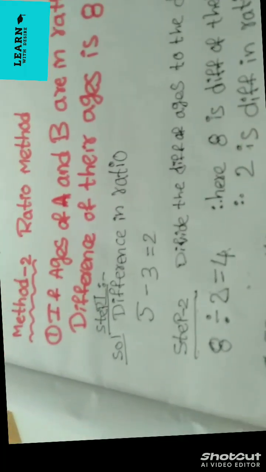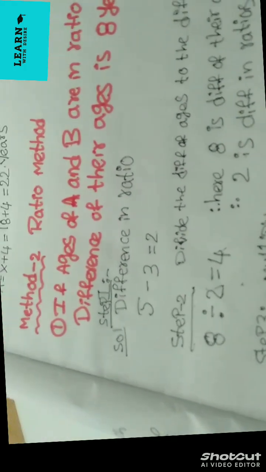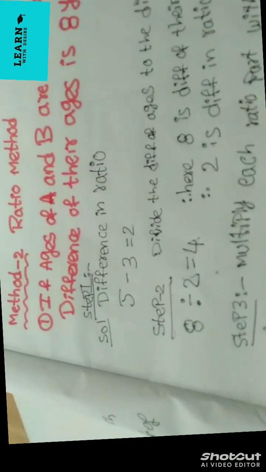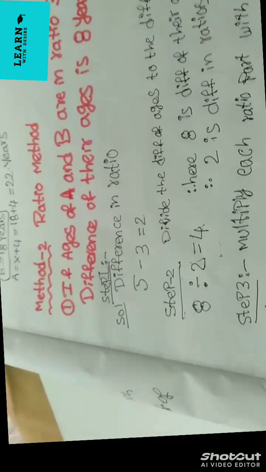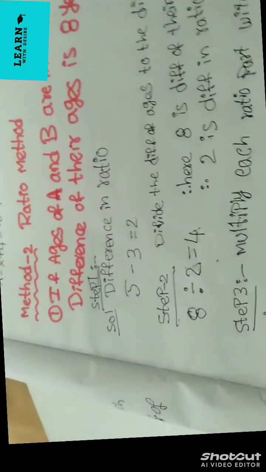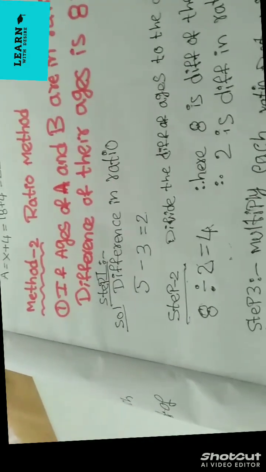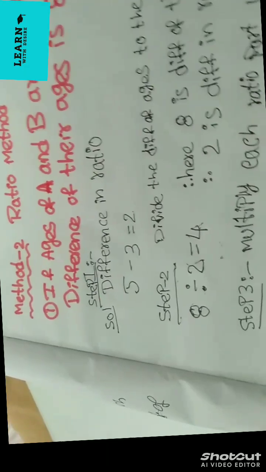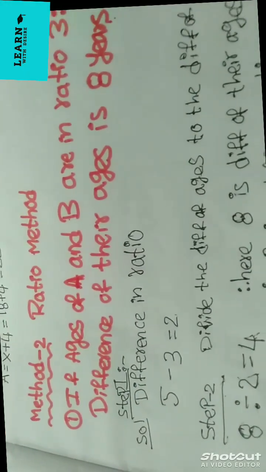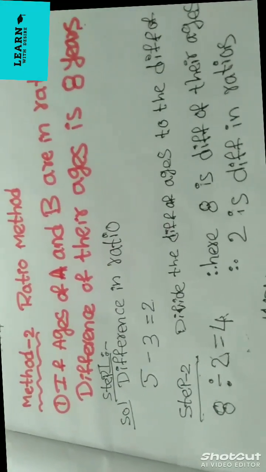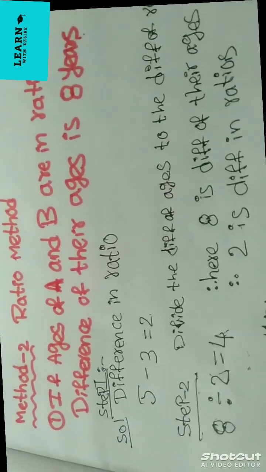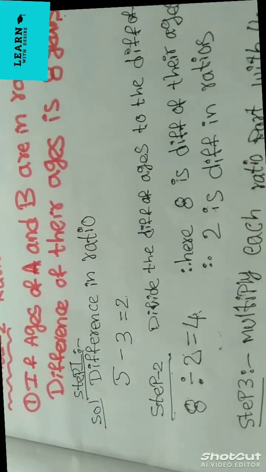In the second method, the question will be like this: if ages of A and B are in the ratio of 3 to 5 and the difference of the ages is 8 years. Here in the question they give the ratio of two persons, that is A and B, and they give the difference of their ages as 8 years. Here there is a step by step procedure.